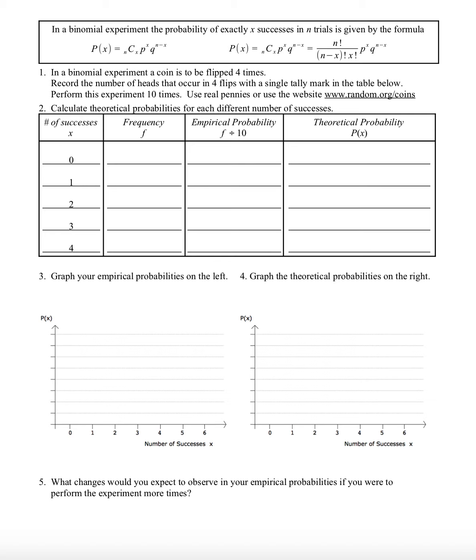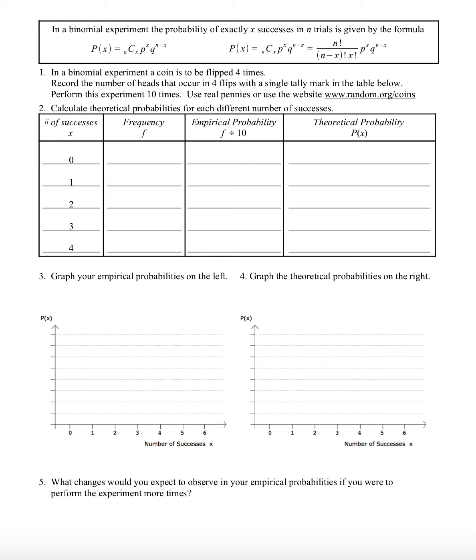In a binomial experiment, the probability of getting exactly x successes in n trials will be given by the formula below. It involves p, the probability of success, q, the probability of failure, and also a combination where we do n choose x. Now that'll be the theoretical probability of exactly x successes.